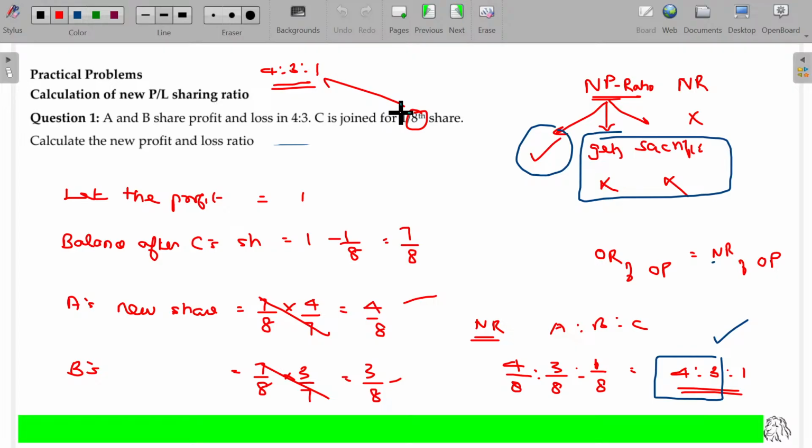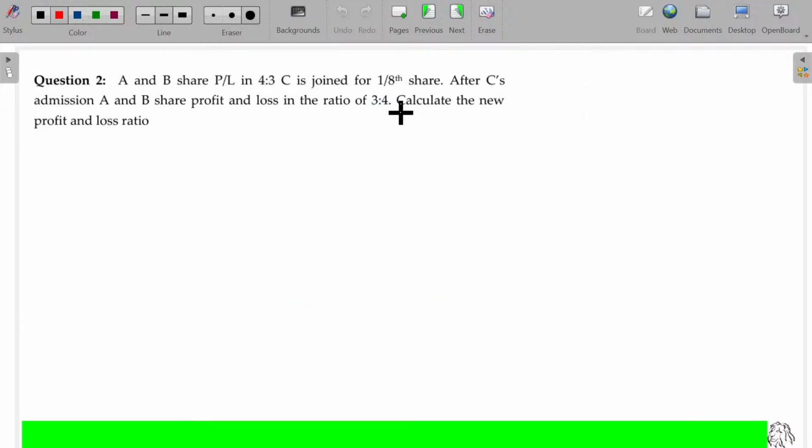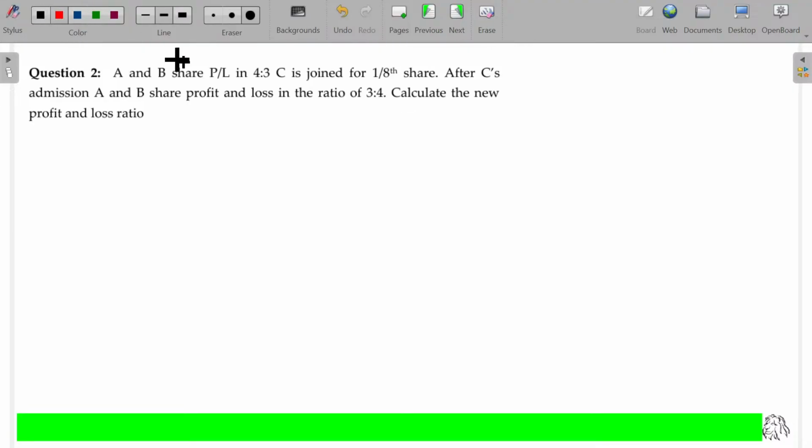Okay, clear. Shall I move on to the next one? Now here, A and B share profits and losses in the ratio of 4:3. C joined for 1/8. After C's admission, A and B share profits and losses in the ratio of 3:4. After admission, whatever amount is left over would normally be shared by A and B in their old ratio 4:3, but here it's not so. They share the leftover amount in a new ratio 3:4. Then what could be the answer? 3:4 and the incoming partner's value being 1/8. If I add, it is 8. So the answer is correct. Anyhow, you have to follow the steps.